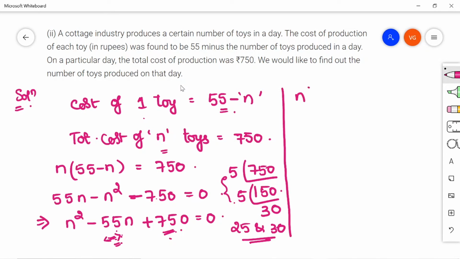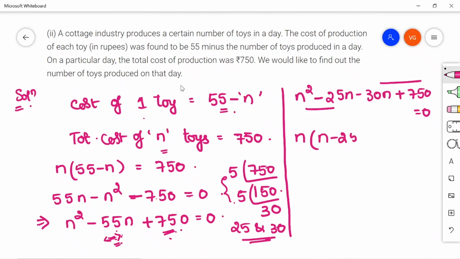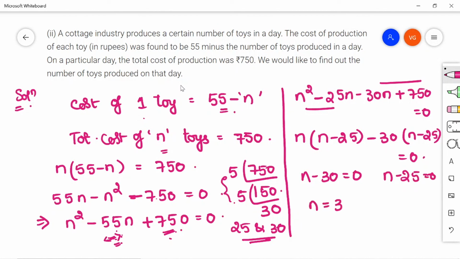Now you write it as, split the middle term, minus 25 and minus 30 and plus 750 is equal to 0. Now take common from the first two terms and the second two terms. I am taking n common, n minus 25. Next minus 30 common, n minus 25 is equal to 0. So this can be written as n minus 30 is equal to 0 or n minus 25 is equal to 0. So n is equal to 30 or n is equal to 25. So the number of toys produced per day or on that day is n is equal to either 30 or 25.